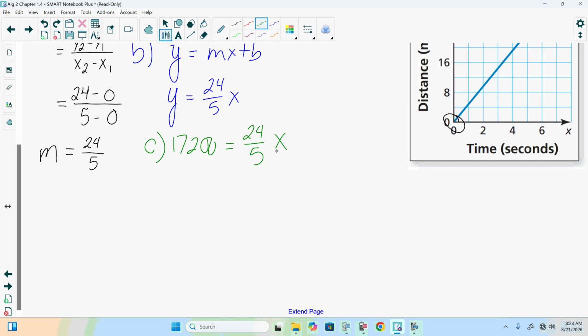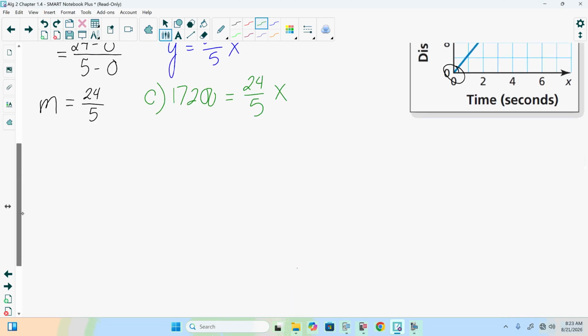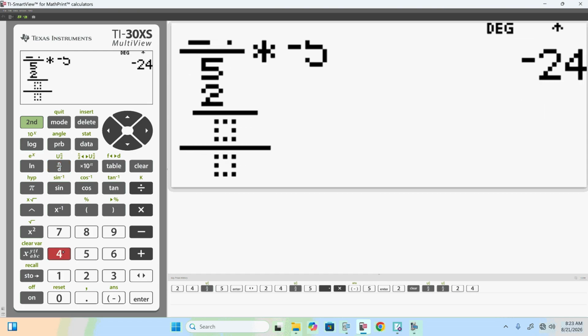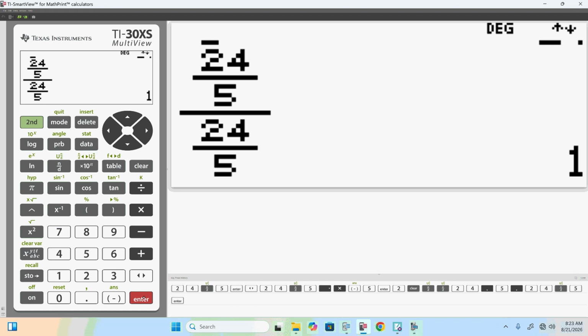So you were going to say we divide both sides by what? Because at this point here, we want to get what by itself? And currently the 24/5 is being multiplied by x, yes? So we would what? Divide by 24/5. Because 24/5 over 24/5 is 1.